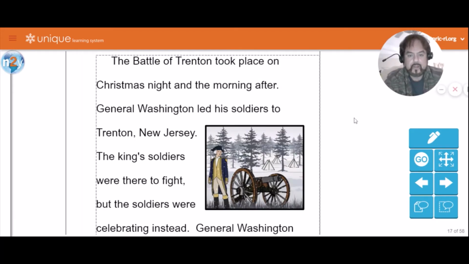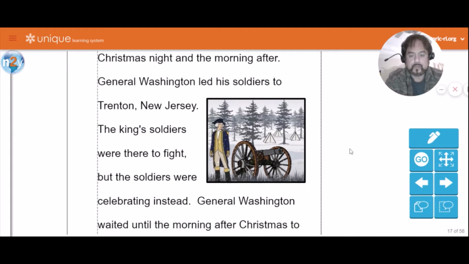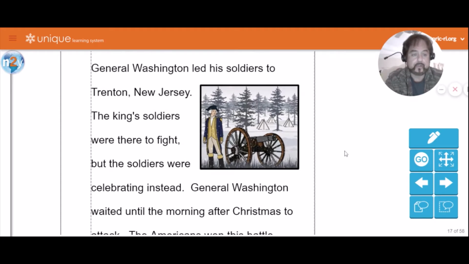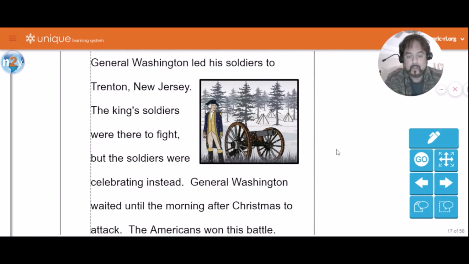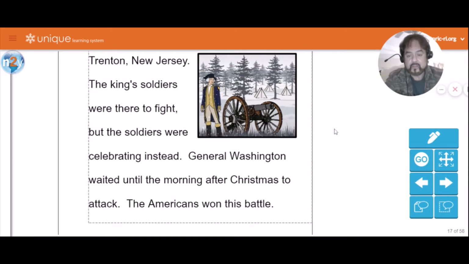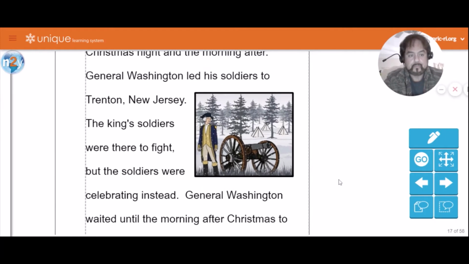The Battle of Trenton took place on Christmas night, the morning after. General Washington led his soldiers to Trenton, New Jersey. The King's soldiers were there to fight, boom. But the soldiers, the redcoats, the British soldiers, were celebrating instead of fighting. General Washington waited until the morning after Christmas to attack. The Americans won this battle.